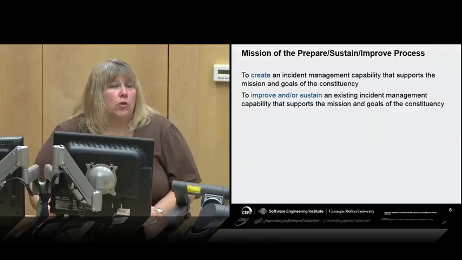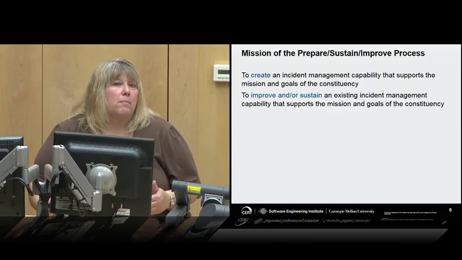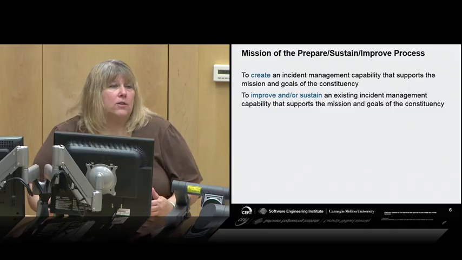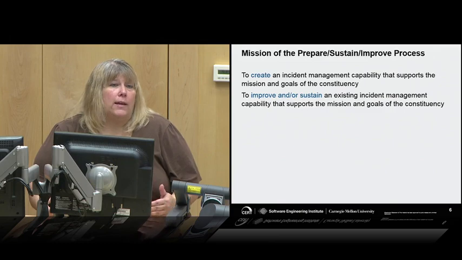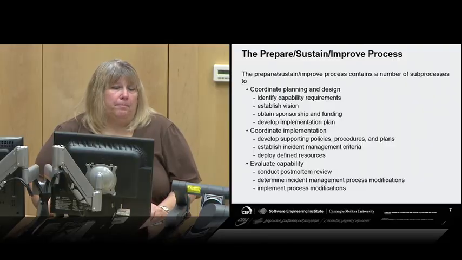And you have to make sure, no matter if you're creating or sustaining, that you're meeting the needs and supporting the mission and goals of your parent organization or of the constituency you're serving. If you're standing up a process and it doesn't take those goals of the constituency and parent organization into effect, then you could end up creating an ineffective incident management capability.